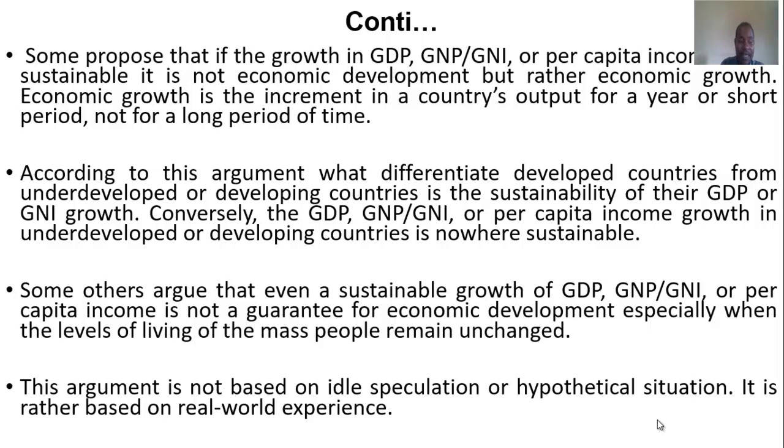But here, in the second argument, it says that even sustainable growth of GDP or GNP, GNI or per capita income is not a guarantee. Therefore, what matters is the distribution, how the resource is distributed. Is the resource fairly distributed? Is the resource equitably distributed? Is everyone getting his own share according to his ability, according to his capability? This is a question that must be addressed, not just a numerical increment of the GDP or GNP, GNI or per capita income.